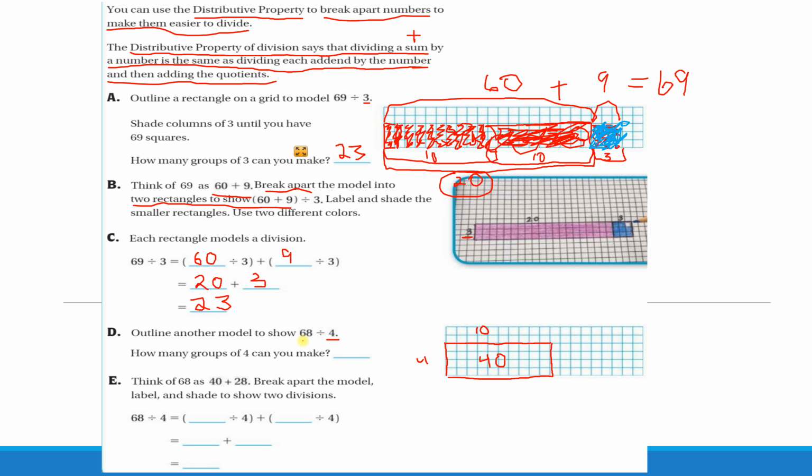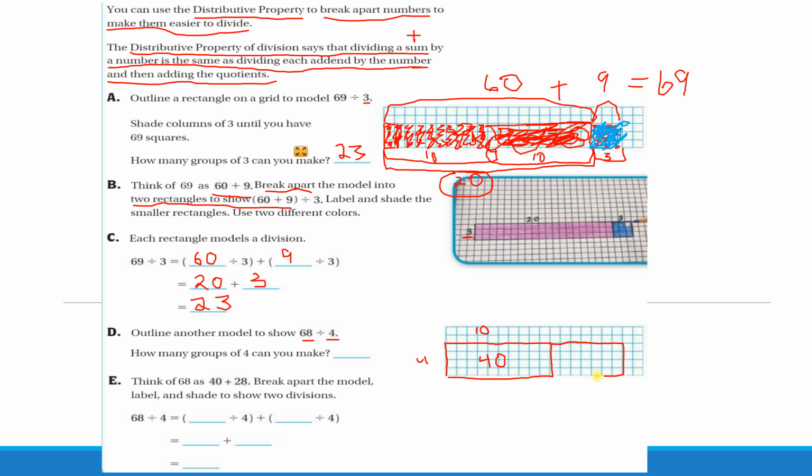But we're only up to 40. We got to get to 68. So 40 plus 4 more would be 44. Plus 4 more would be 48. Plus 4 more would be 52. Plus 4 more would be 56. Plus 4 more would be 60. Did I miss one there? I'm sorry, let me recount. I lost my train of thought. 44, 48, 52, 56, 60. Thank you. Okay. And then 4 more would be 64, and then 4 more would be 68.